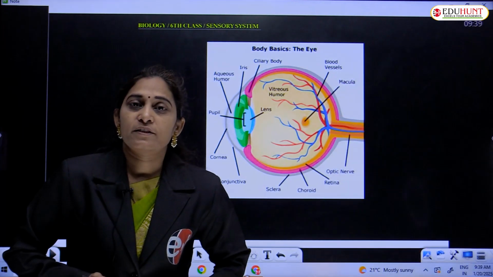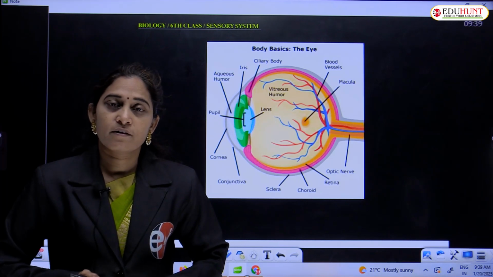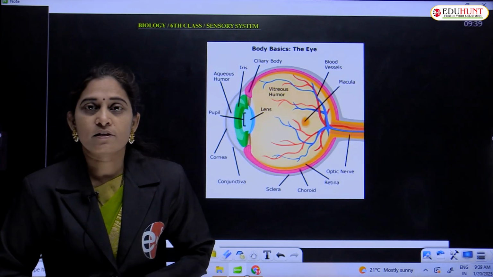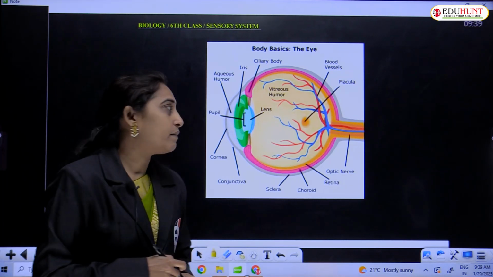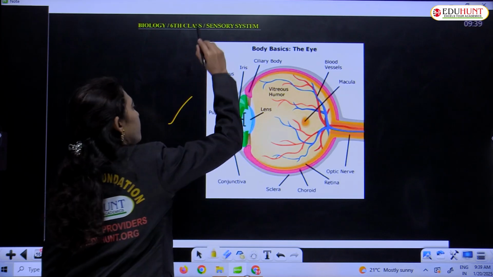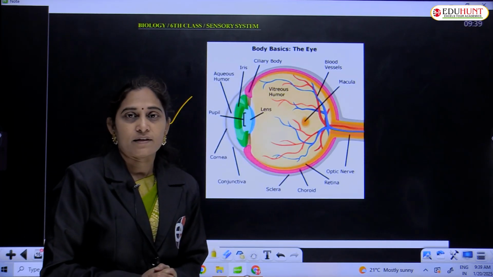With this we have finished our discussion today. In the next session we are going to deal with the structure of eye. Thank you.